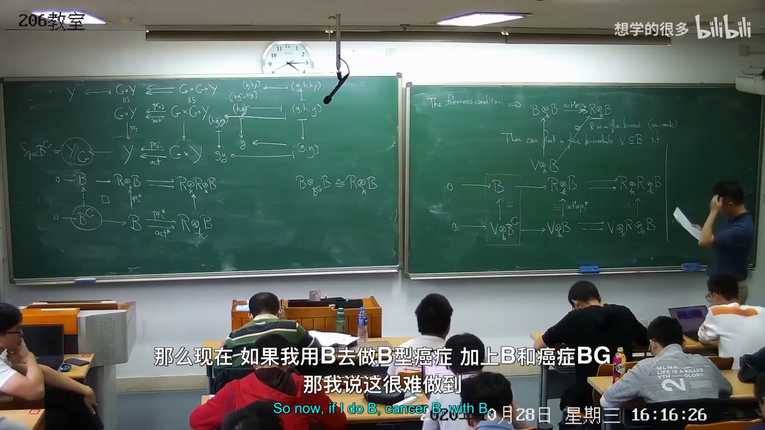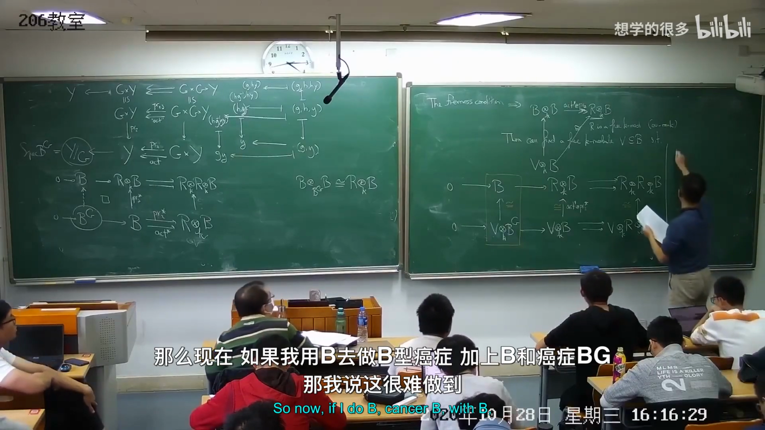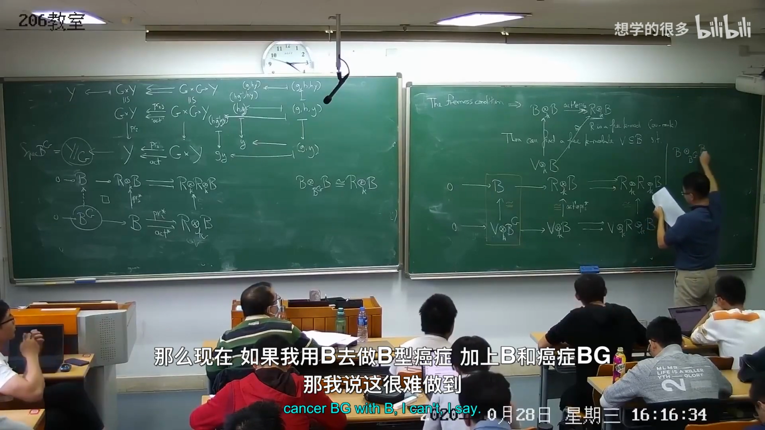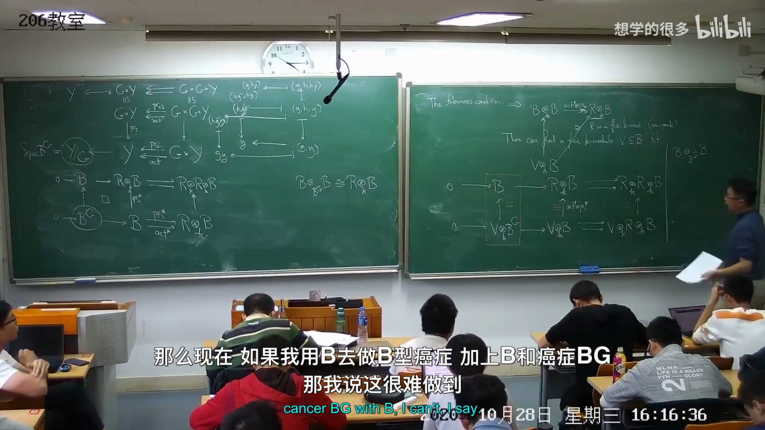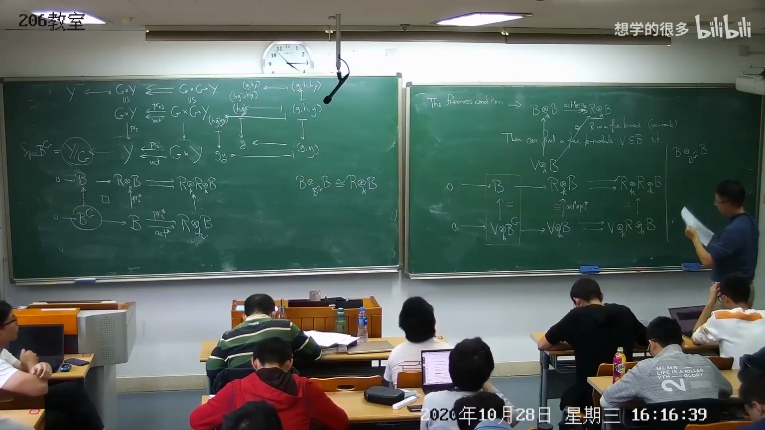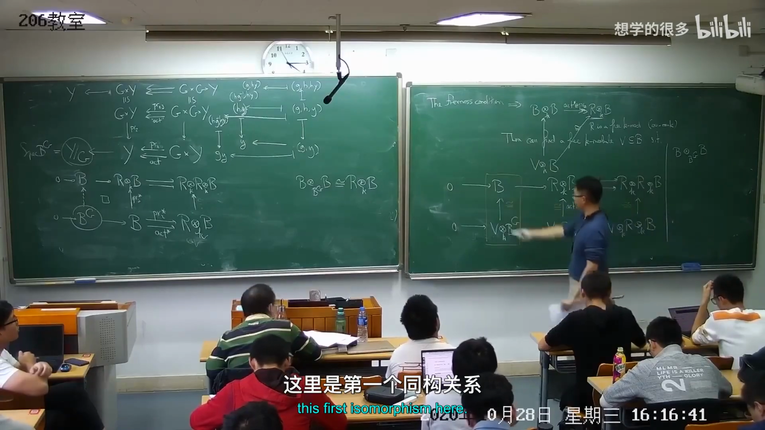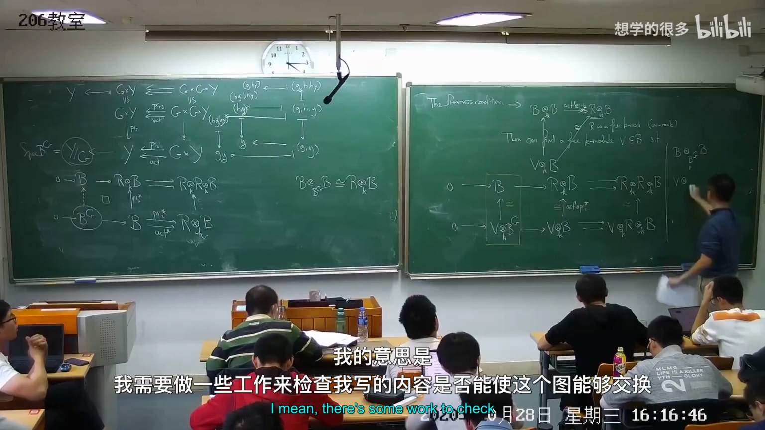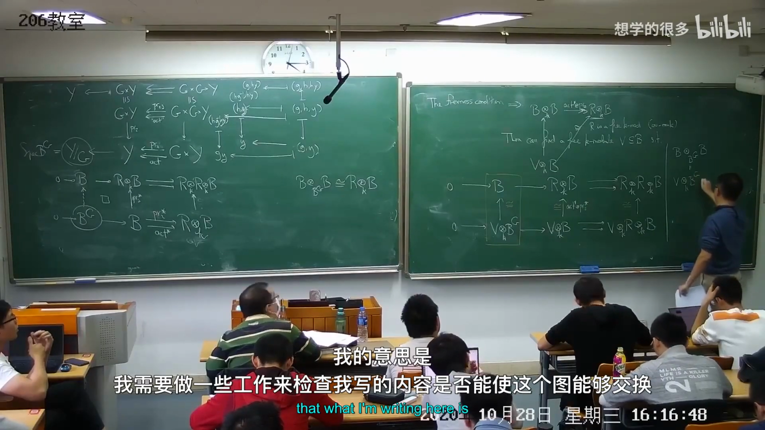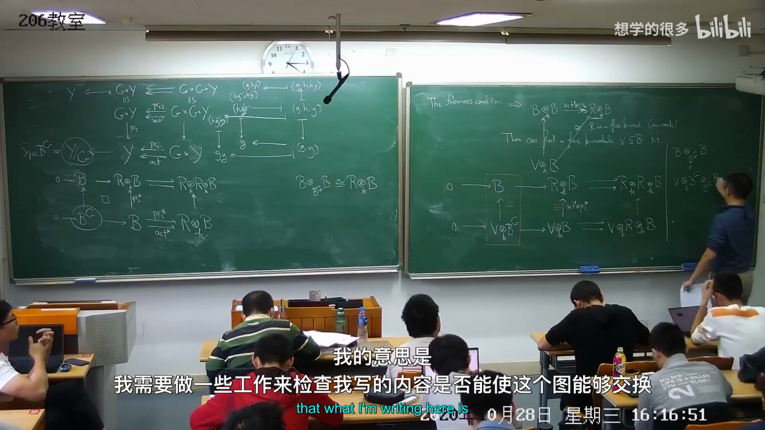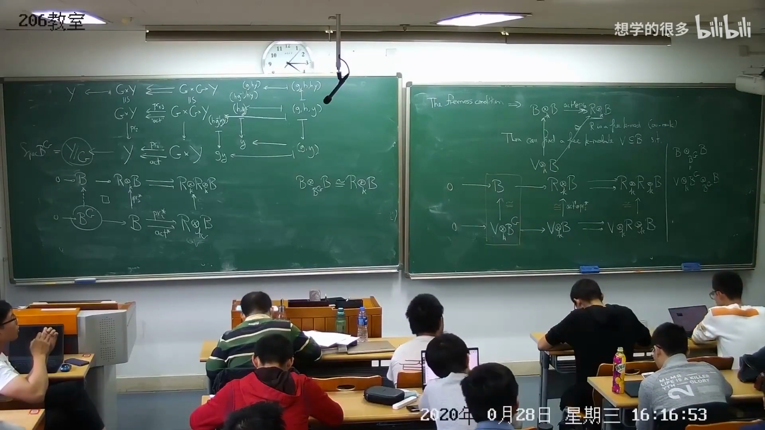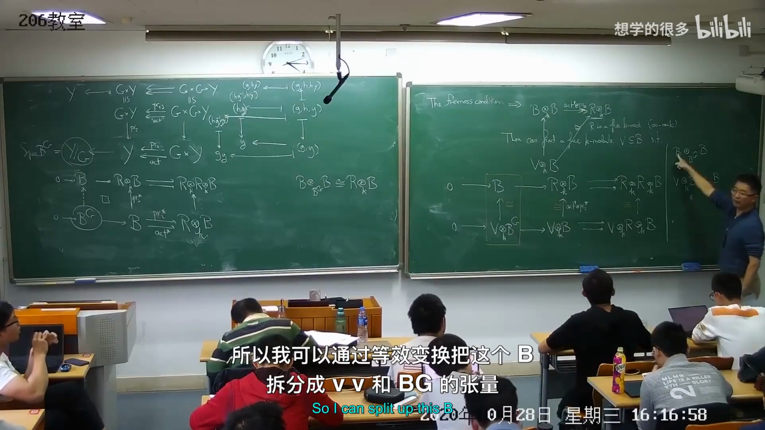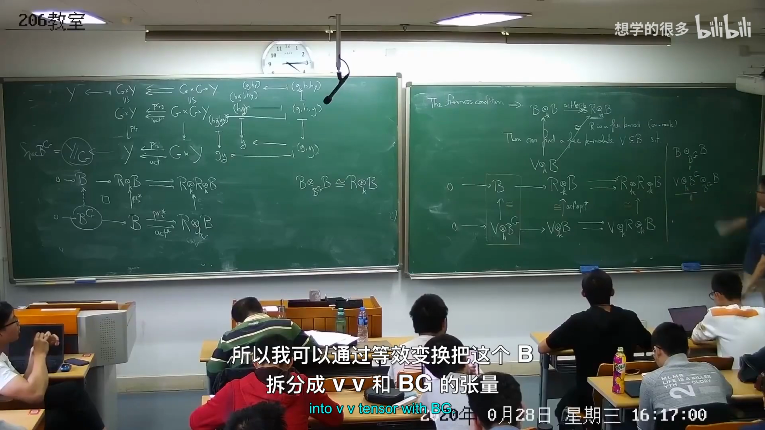So now if I do B tensor BG with B, I can somehow, using this first isomorphism here, first of all replace this. There's some work to check that this diagram commutes in the way you want it to commute. So I can split up this B via that isomorphism into V tensor with BG.